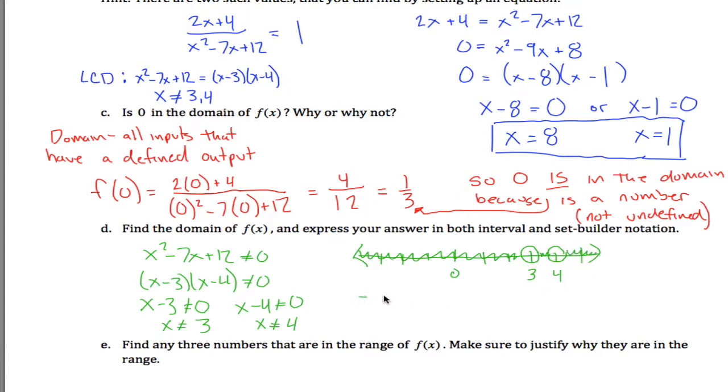So in interval notation, I'd say I want everything from negative infinity all the way up to 3. That's this first interval right here. Union, everything between 3 and 4. That's this second interval in here. Union, everything greater than 4, from 4 up to infinity. All this stuff over here. And in set builder notation, I say that's the set of all x such that x does not equal 3 or 4. Interval, set builder. All right, moving on.